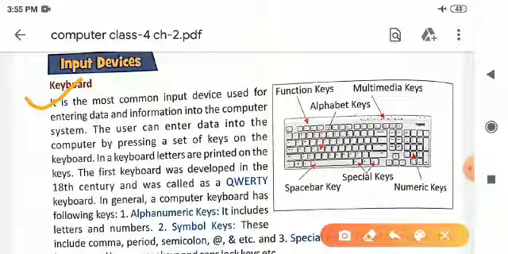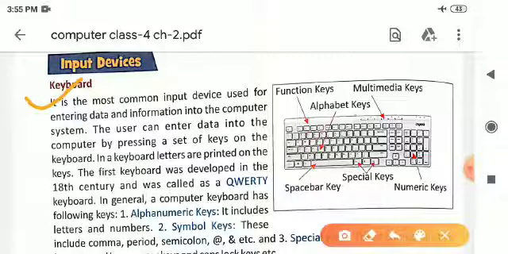In a keyboard, letters are printed on the keys. The first keyboard was developed in the 18th century and it was called a QWERTY keyboard.